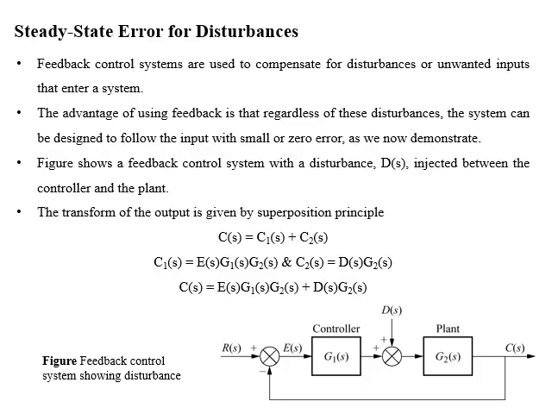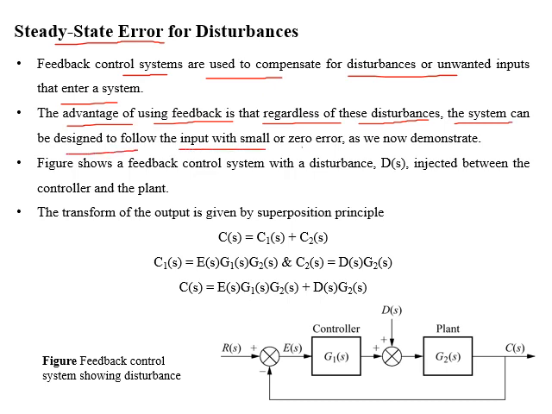Dear students, now we will study steady state error for disturbances. When we have a closed loop system and an external signal injected into the system that affects the performance, it is known as a disturbance signal. The feedback or closed loop system is used to compensate the disturbance signal or unwanted signals entering a system. The advantage of using feedback or closed loop is that regardless of these disturbances, the system can be designed to follow the input with a small or zero error.